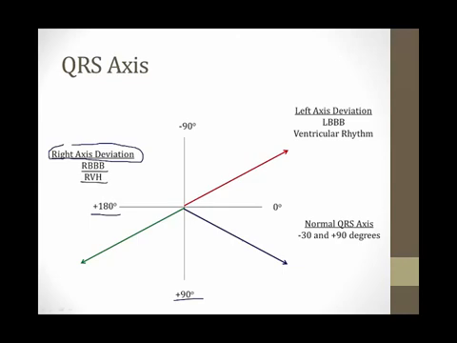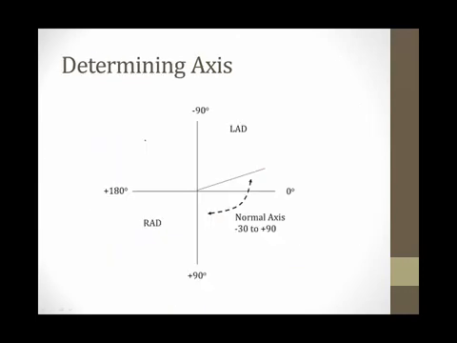With that in mind, let's talk about how you can determine the QRS axis. In order to do this, we're going to look at specific leads on the 12-lead ECG and determine whether the QRS complex in those leads is positive or negative. A positive QRS complex is upward going, a negative QRS complex is downward going. So you can start by looking at lead 1. If lead 1 has a positive or upward QRS, that means there is a vector going in this direction towards 0 degrees. If lead 1 is negative, it means there's a vector going towards 180.